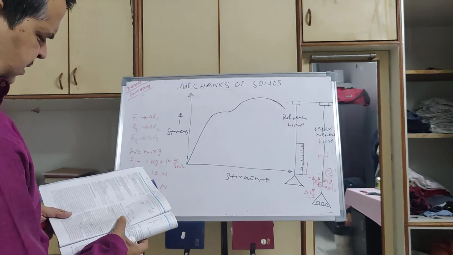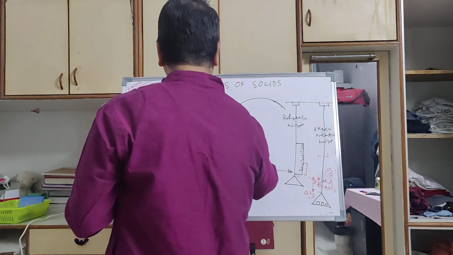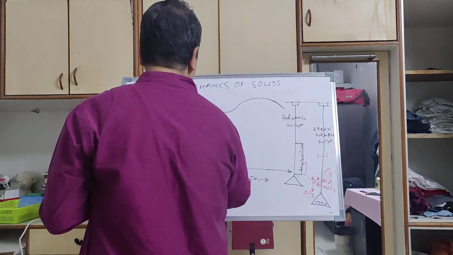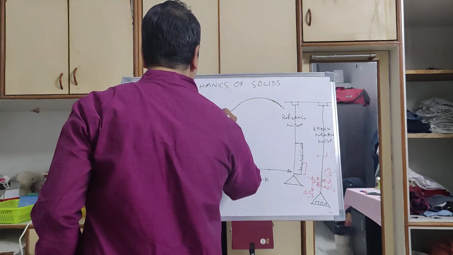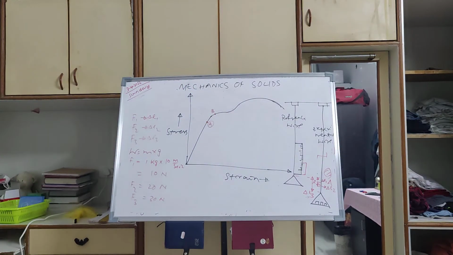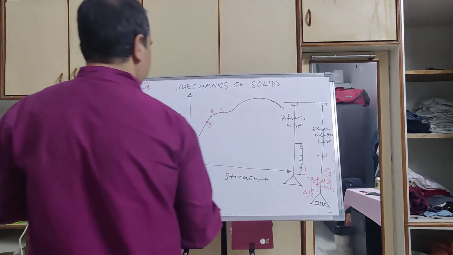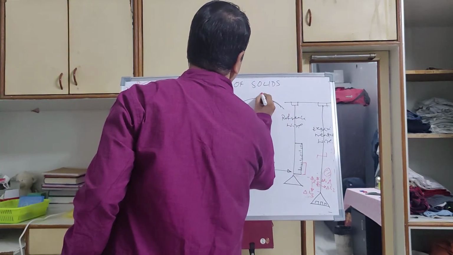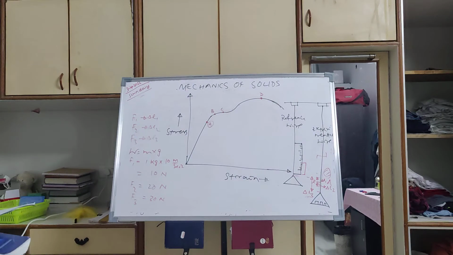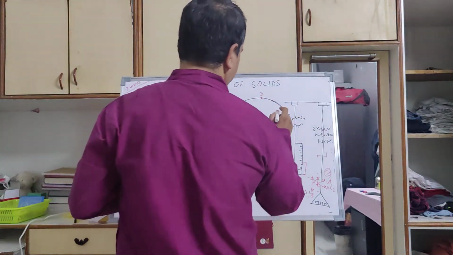So let us say this is my first point, which is A. Let us say this is my second point, which is B. This is my third point, which is C. Let us say this is my fourth point, which is D, the ultimate tensile strength. Then this is my final point, which is E, the breaking point.